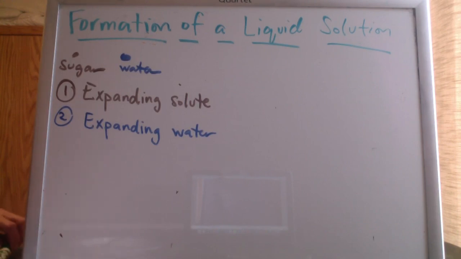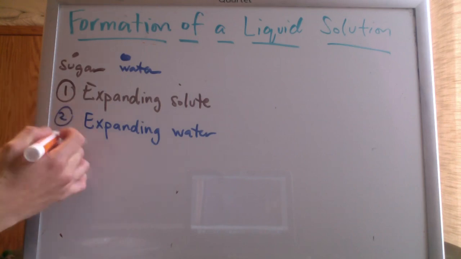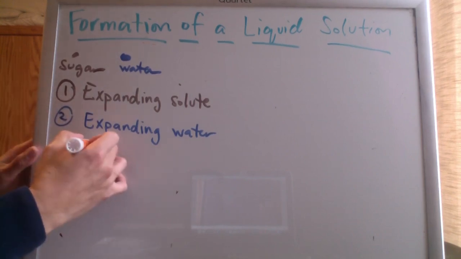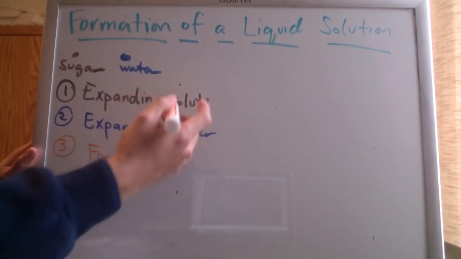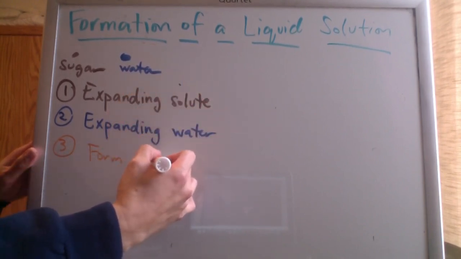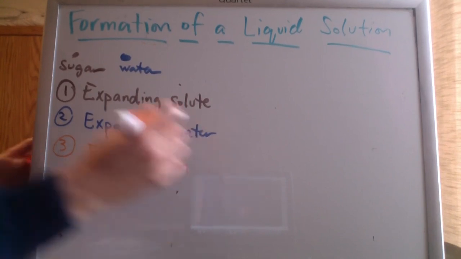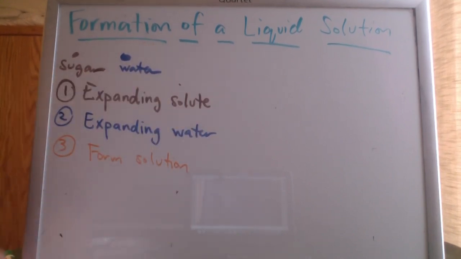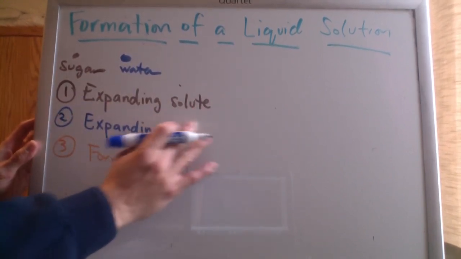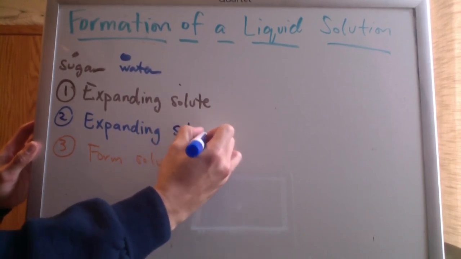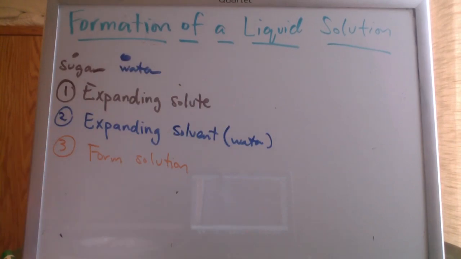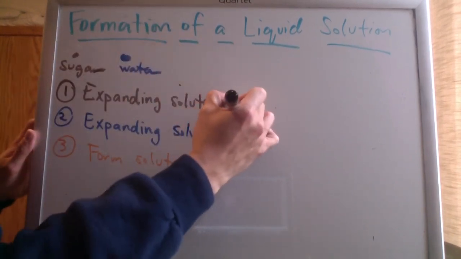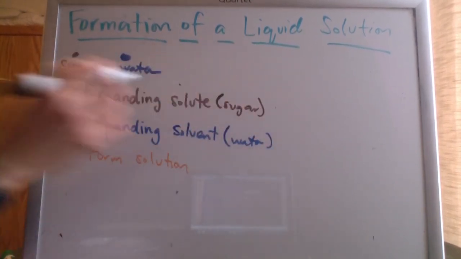And then number 3, in order to put it all together, is to form the solution by putting them all together. When I mean expanding water, let's make this the solvent. In this case, it's the water. And expanding the solute, in this case, it's the sugar. All right, so what does it look like?